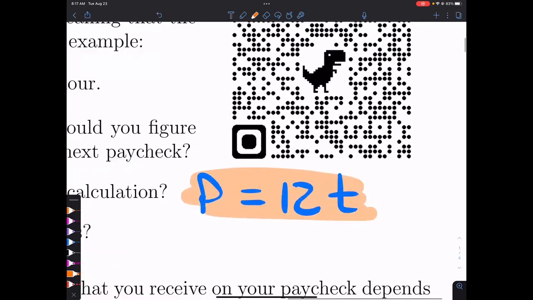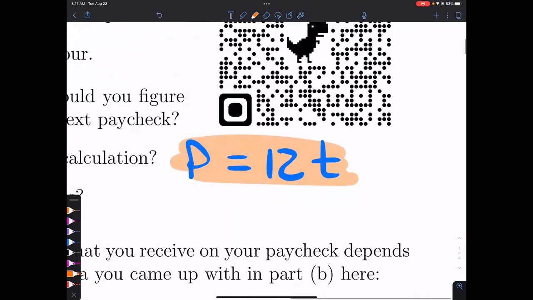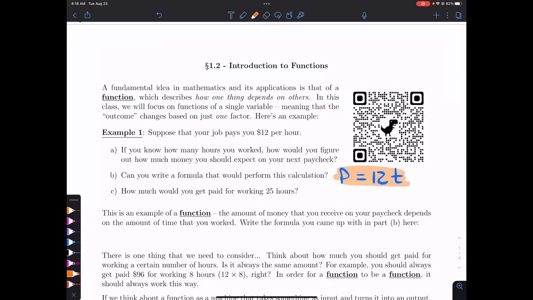If we were to list out some values, we could look at it numerically, right? If I work 1 hour, I get paid $12. If I work 2 hours, I get paid $24, and so on. You could even get more granular with that. Like if I work 1.5 hours, then I get 12 and a half of 12, so 18, right? We can look at it graphically. We'll get to the graphs in a little bit, but that's a functional relationship.